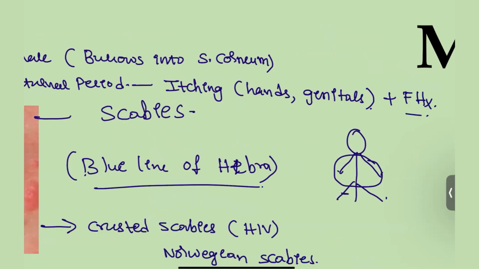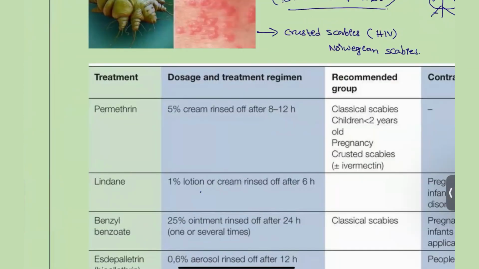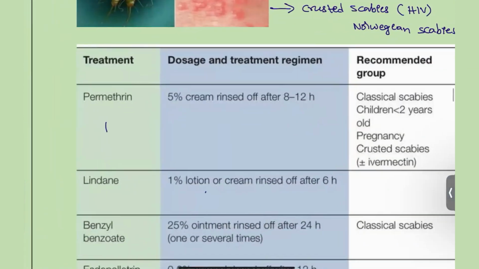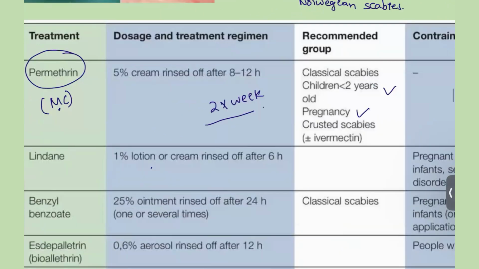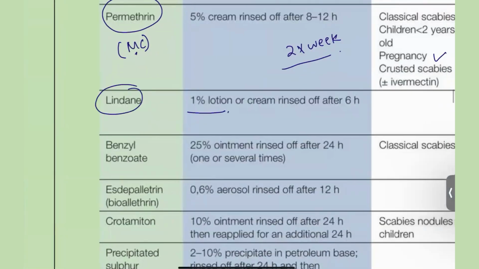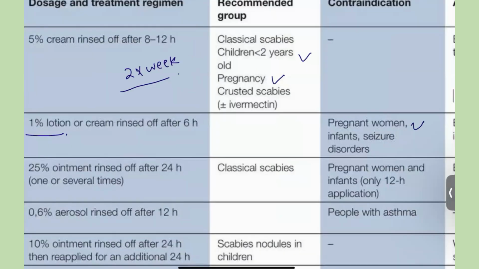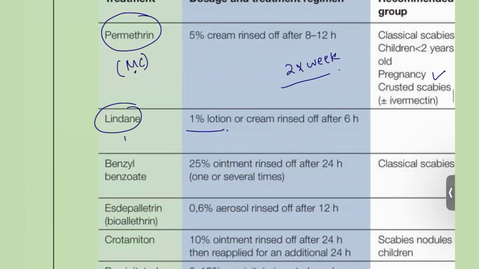Next, coming to the treatment plan. The most commonly used drug of choice is permethrin. And how are we going to give it? Twice a week. Okay, twice a week is enough. At least two doses are important for this patient. It can be given to all patients, including pregnant patients and children less than 2 years. Next, lindane 1% lotion, but it is contraindicated in pregnant patients and in patients with seizures, because lindane is going to cross the blood-brain barrier.